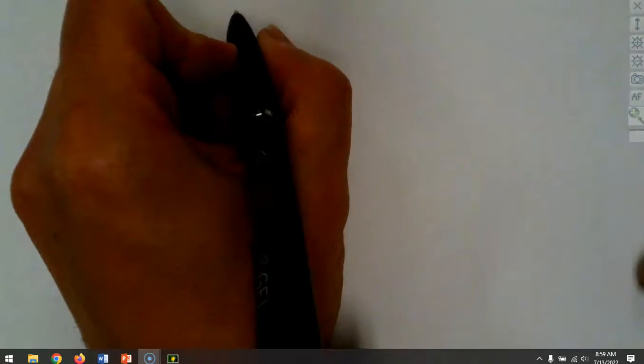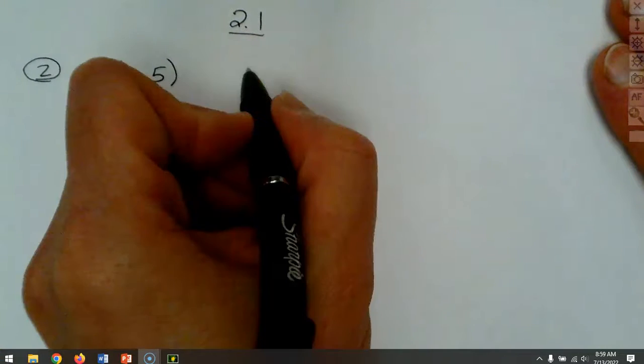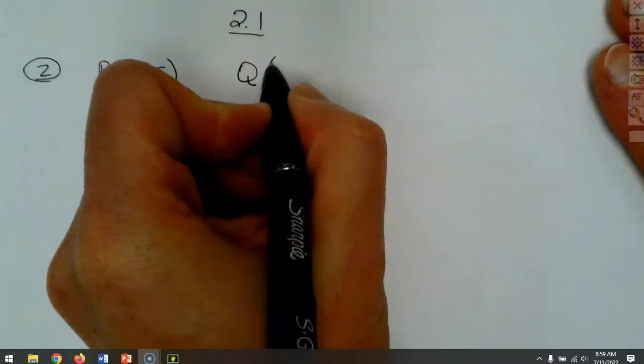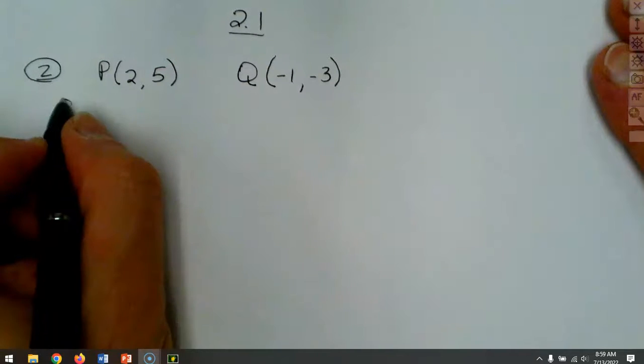So we're going to go ahead and begin with 2.1, and we're going to look at question number 2. Okay, and what we're trying to do on these is find the distance. So we've got two ordered pairs. We've got P, which is (2, 5). That's your first ordered pair. And we've got Q, which is (-1, -3). And we want to find the distance.